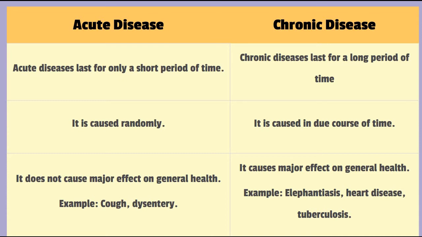Then acute diseases are caused very randomly, whereas chronic diseases are caused in due course of time. Acute diseases do not cause a major effect on general health, whereas chronic diseases cause a major effect on general health. So let's have a look at the examples. Examples of acute diseases are cough and dysentery, and examples of chronic diseases are elephantiasis, heart disease, tuberculosis, etc. So this was a very quick revision of these diseases, and we have learned a lot of new things about acute and chronic diseases, and also how we can identify a disease.